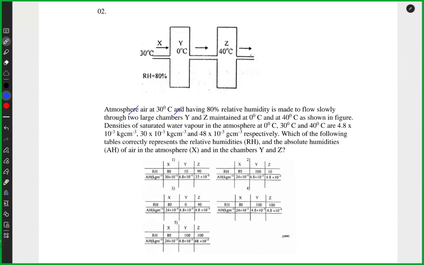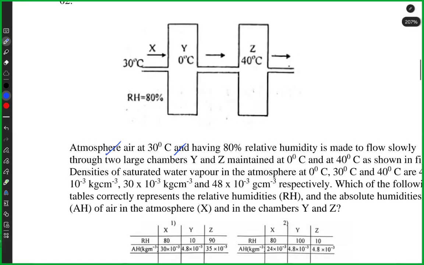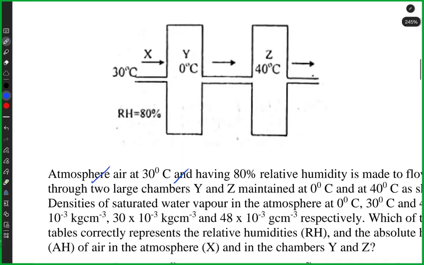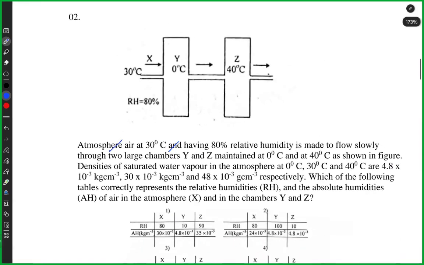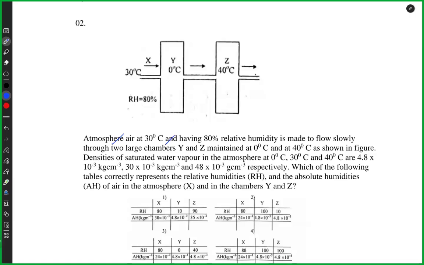Now, which of the following tables correctly represents the relative humidities and the absolute humidities of the air in the atmosphere, X, and the chambers, Y and Z? So what you need to understand here is, if you think about the atmosphere, the relative humidity is 80%. But you know the saturated vapor density in the atmosphere, what's the saturated water vapor density in the atmosphere? Atmosphere is at 30 degrees Celsius.